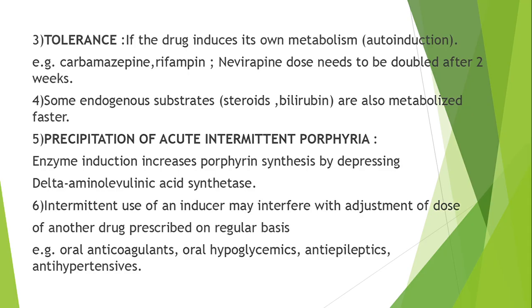Then precipitation of acute intermittent porphyria. Enzyme induction increases porphyrin synthesis by increasing delta aminolevulinic acid synthetase. And intermittent use of an inducer may interfere with adjustment of dose of another drug prescribed on a regular basis. For example, oral anticoagulants, oral hypoglycemics, anti-epileptics, antihypertensives. These can cause precipitation of acute intermittent porphyria.